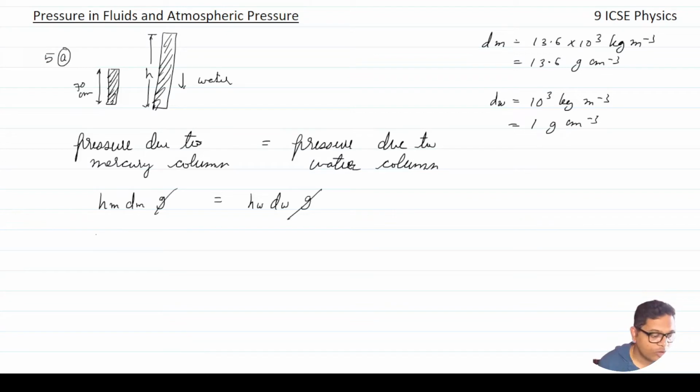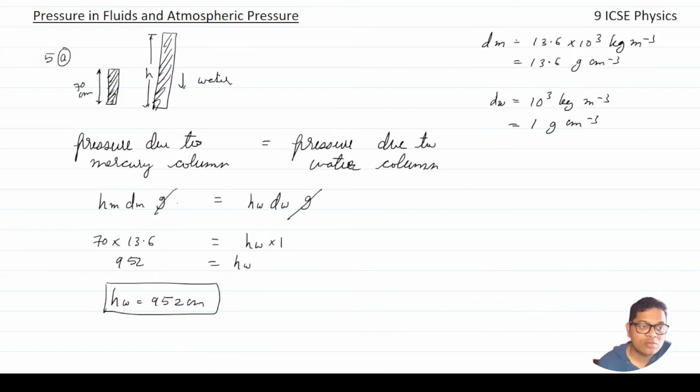So here the height of the mercury column is 70, and the density is 13.6. So the height of the water column comes to 952 centimeters. You can see that to balance 70 centimeters of mercury, we require 952 centimeters of water column. That's a pretty tall affair.